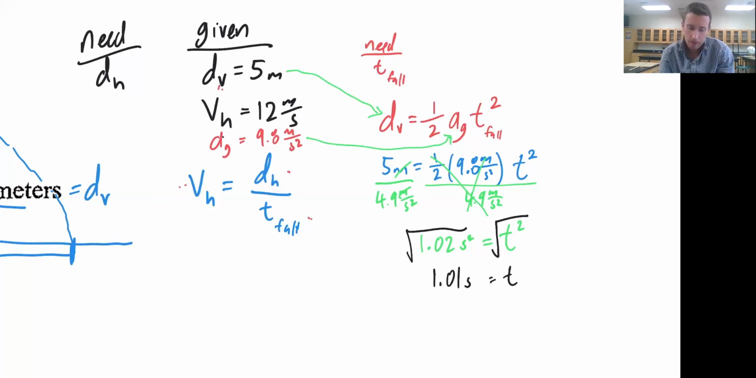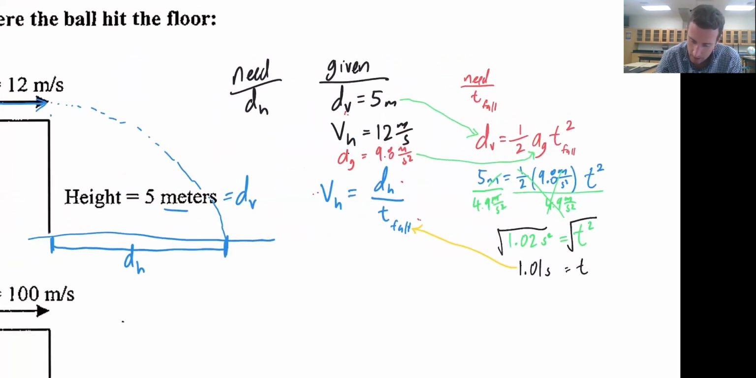Okay, so now I can take my 1.01 seconds because the time that it's falling is going to be equal to the time that it's in the air, which is the time that it's moving horizontally. That time can go in there. The velocity horizontal can go in there, and that leaves me with my horizontal distance, which is what I'm solving for. So let's plug in there.